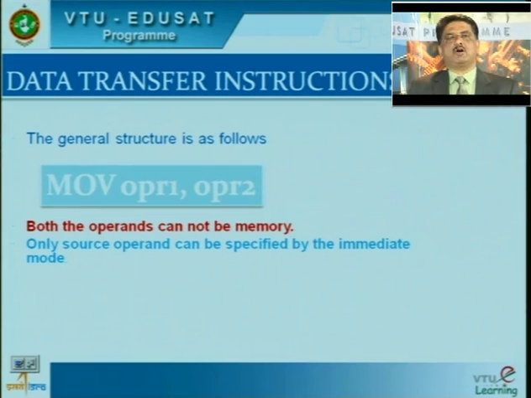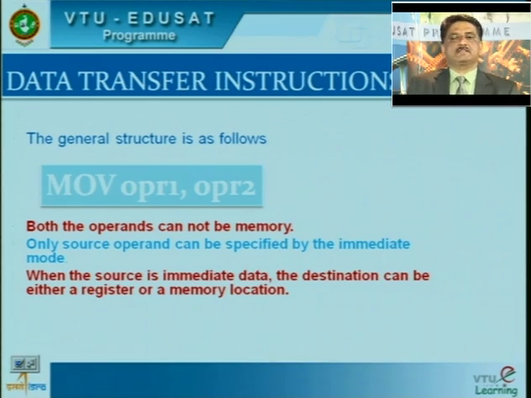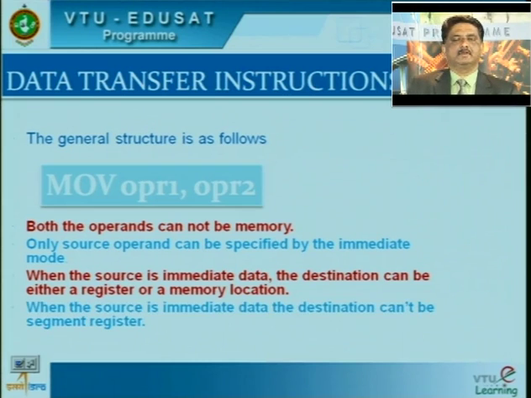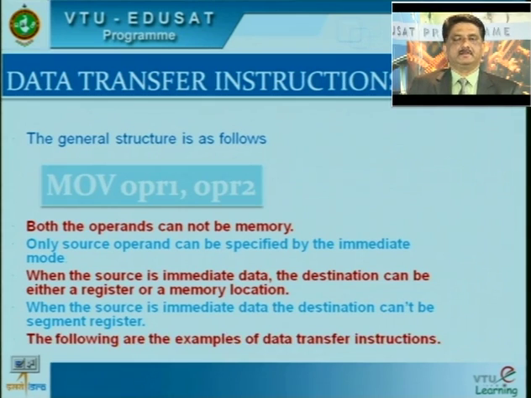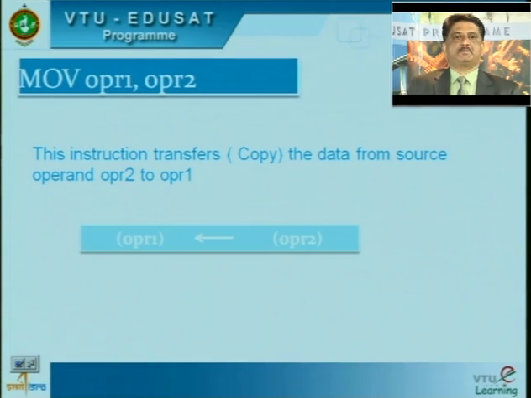You have learnt about the immediate addressing mode. What I am trying to tell you is that your source operand can be an immediate operand, but your destination operand cannot be an immediate operand. When the source is immediate data, the destination can be either a register or a memory location. When the source is immediate data, the destination can't be a segment register. Following is an example for a data transfer operation.